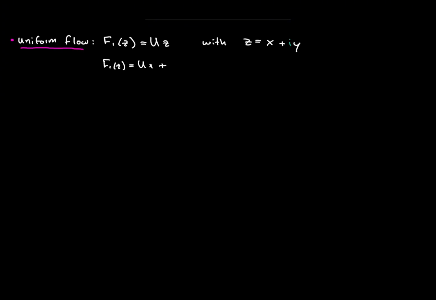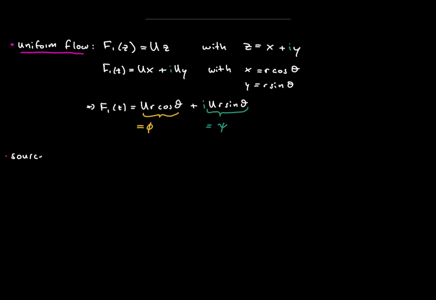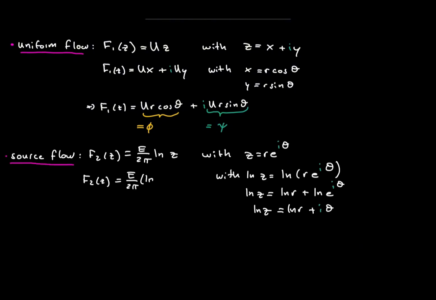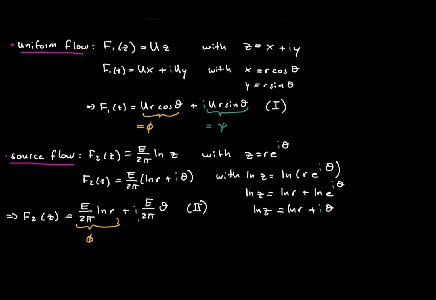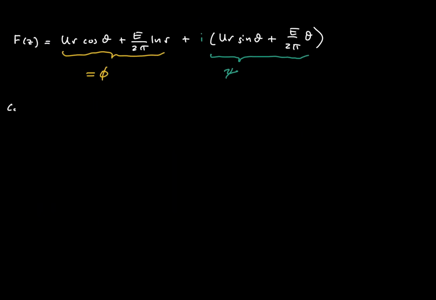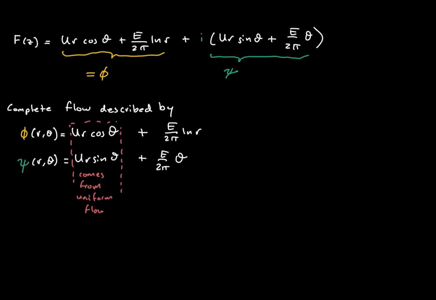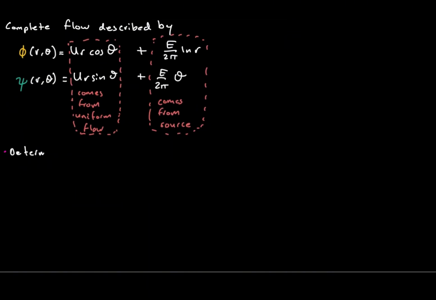For the uniform flow, the potential is U r cosine theta, and the stream function is U r sine theta. For the source flow, the potential is E over 2 pi times natural log of r, and the stream function is E over 2 pi times theta. So the full potential is phi of r, theta equals U r cosine theta plus E over 2 pi times natural log r. And the full stream function is psi of r, theta equals U r sine theta plus E over 2 pi times theta. This is already a very important result because the stream function tells us the streamlines of the combined flow.